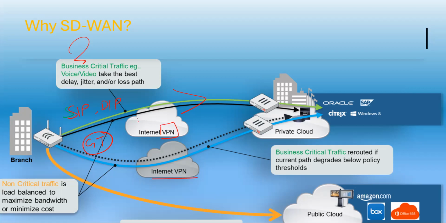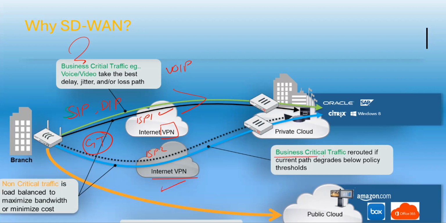You can have just, let's say, ISP1 and an ISP2, and you can use both. If you have, let's say, VoIP traffic, then you can use ISP1, and if you have general internet traffic, then you can use ISP2, right?